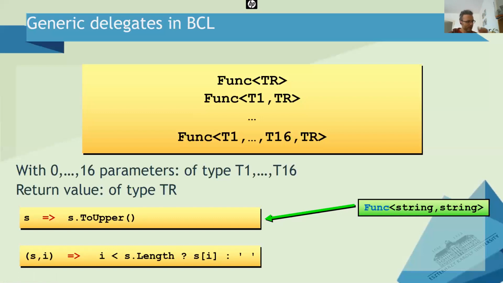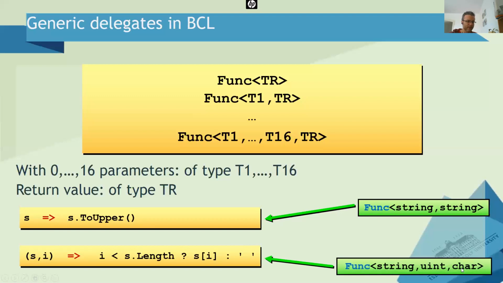Let's check out the second example. Here we have 2 parameters, s and y. The first parameter is supposed to be a string. The second parameter is supposed to be an integer. But we also have to specify the return type as the third type parameter, which is a character if you look at the example closely.